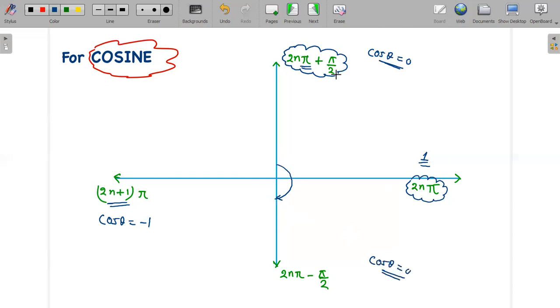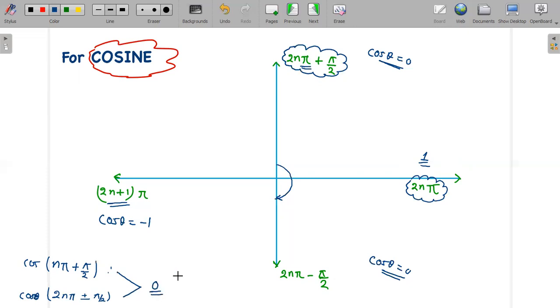So now, is there any way I can assimilate the result corresponding to the y-axis? We may write the y-axis as either n pi plus pi by 2, or n pi minus pi by 2, or 2n pi plus or minus pi by 2 is also acceptable. So corresponding to these angles, cosine will give you 0 as output. So there we have a 0.